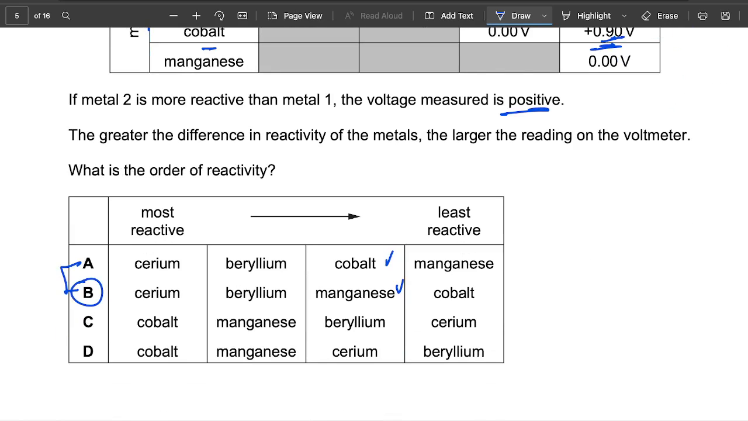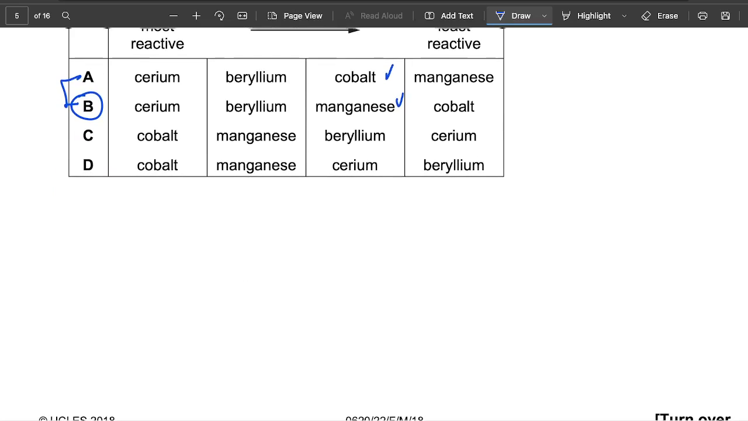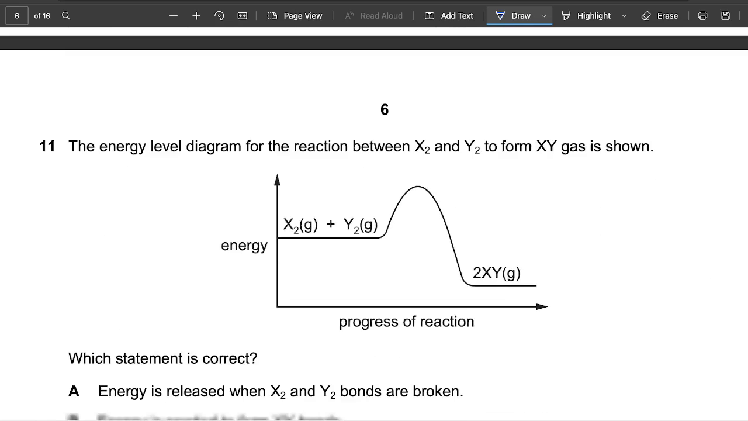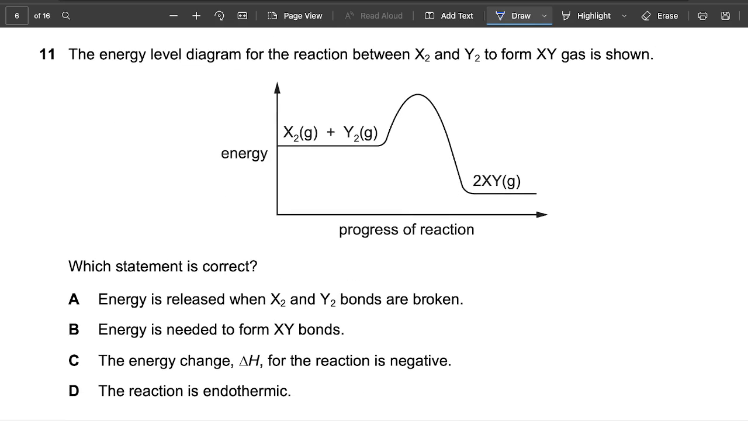Okay, so just follow the instructions and it was quite a simple question. So the answer is B, and we don't need to go to the last column because we already know the answer. Okay, we go to number 11. It says the energy level diagram for the reaction between X2 and Y2 to form XY gas is shown. Which statement is correct?